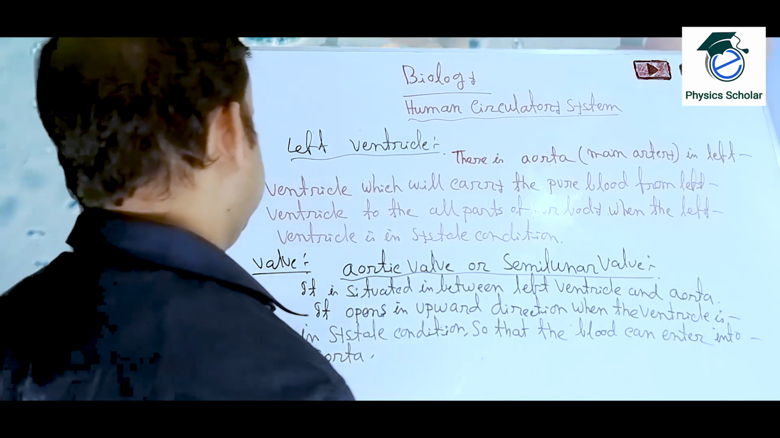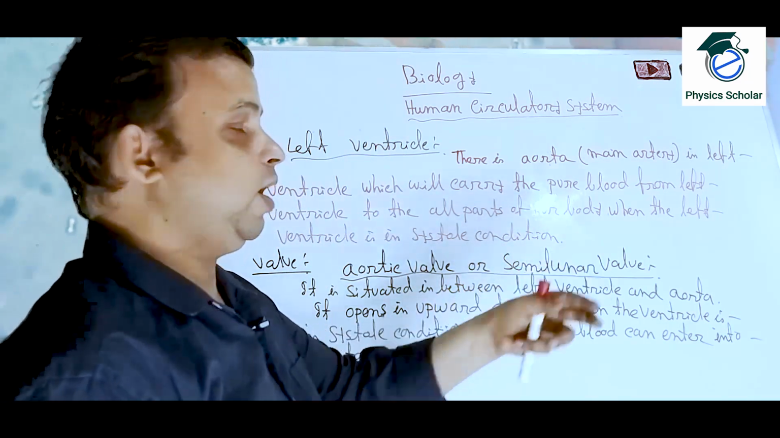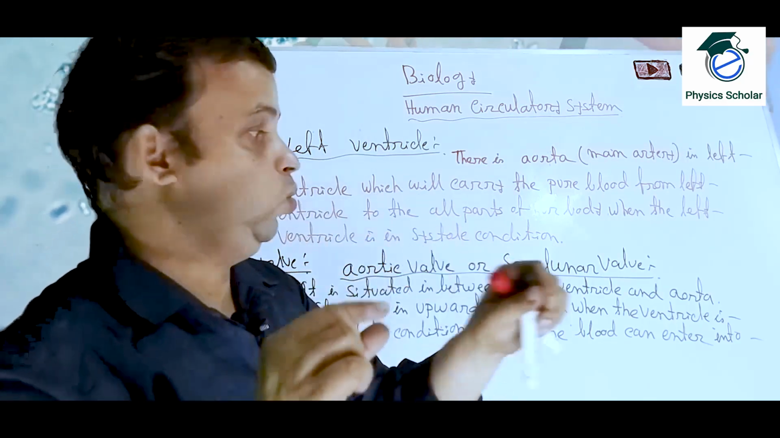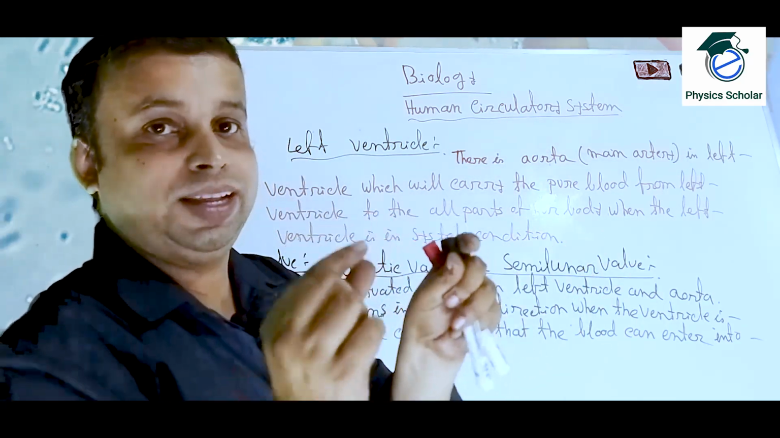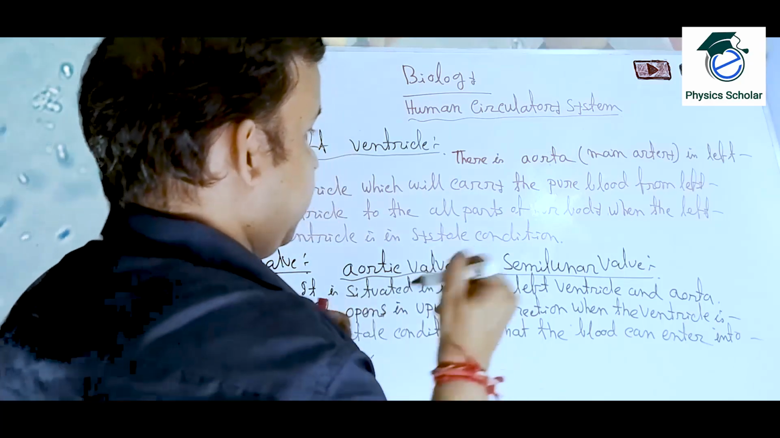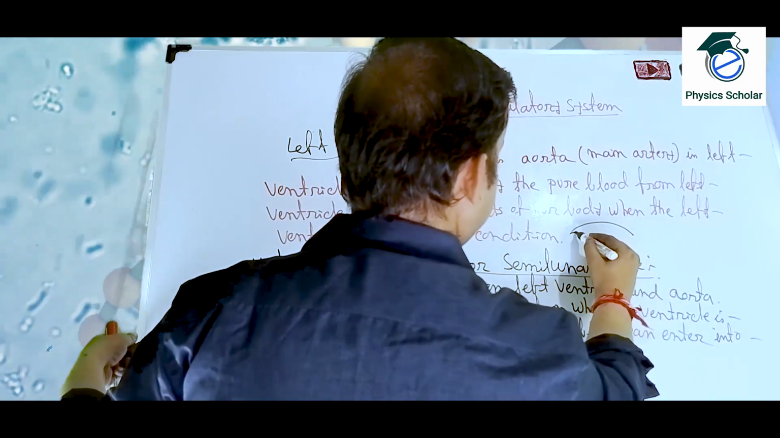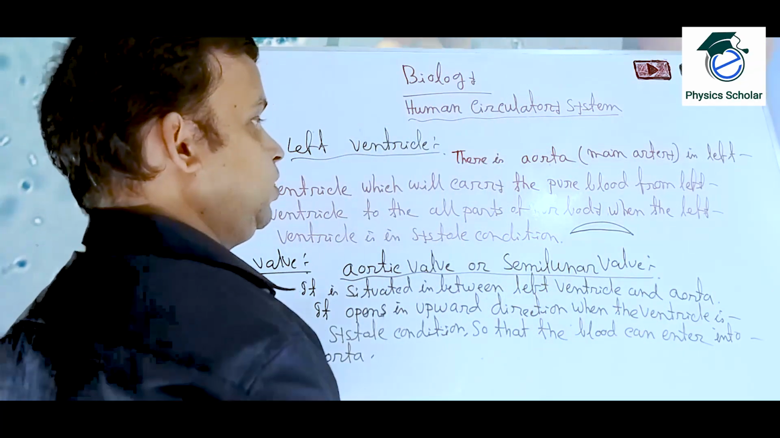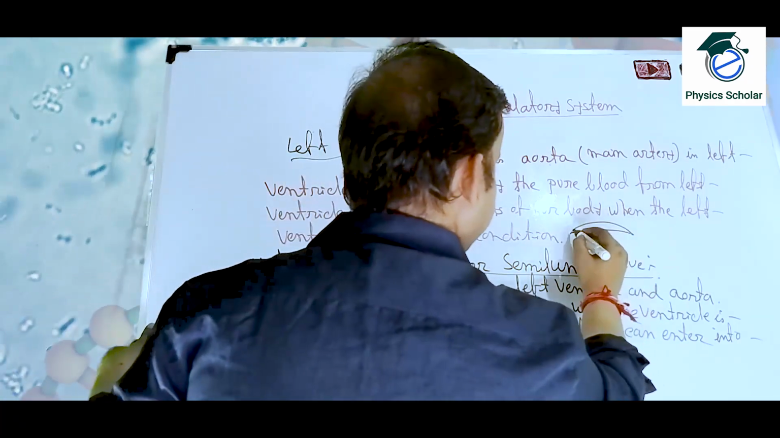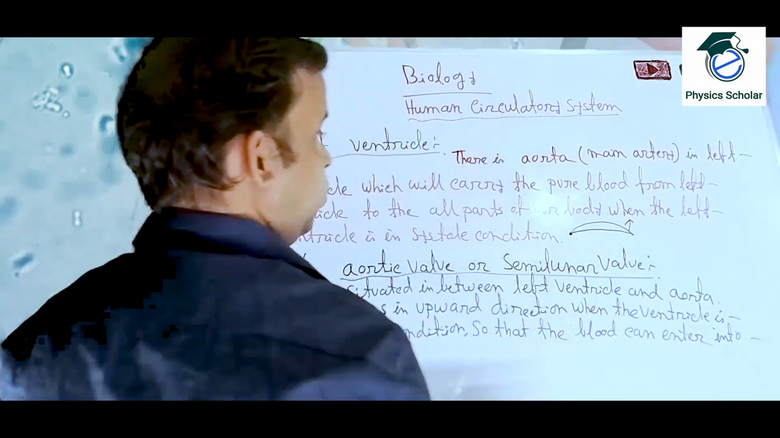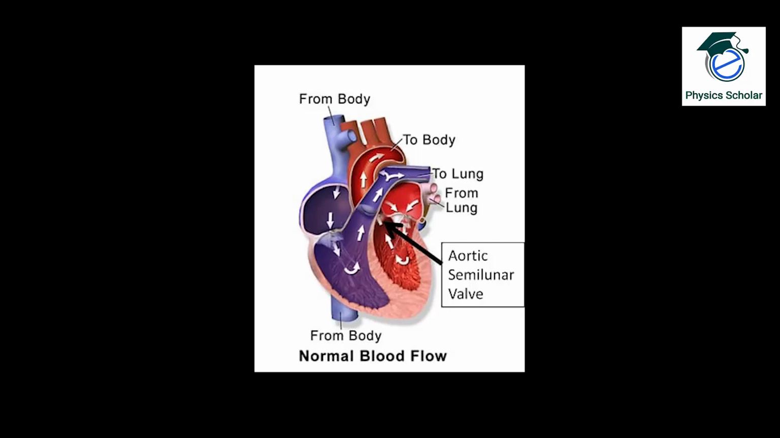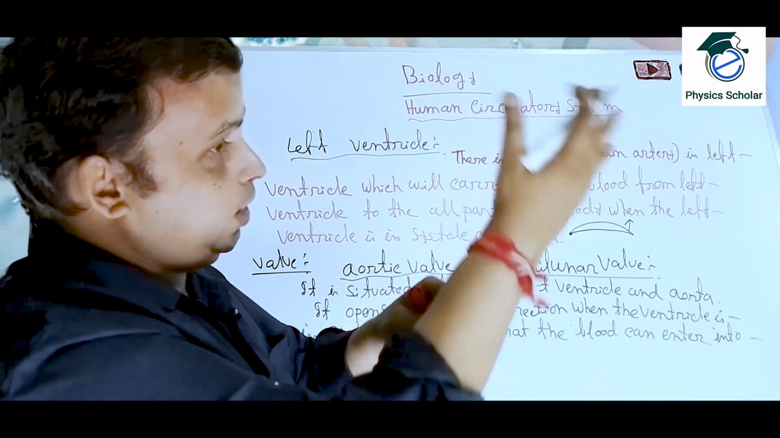Or the main artery. Clear? So why is this called the semilunar valve? Lunar means moon. It looks like a half moon, so that's why it is the semilunar valve. It opens in the upward direction. When the left ventricle is in systole, it will open upward and the blood can enter the aorta. But when the blood has entered, it will be closed again.